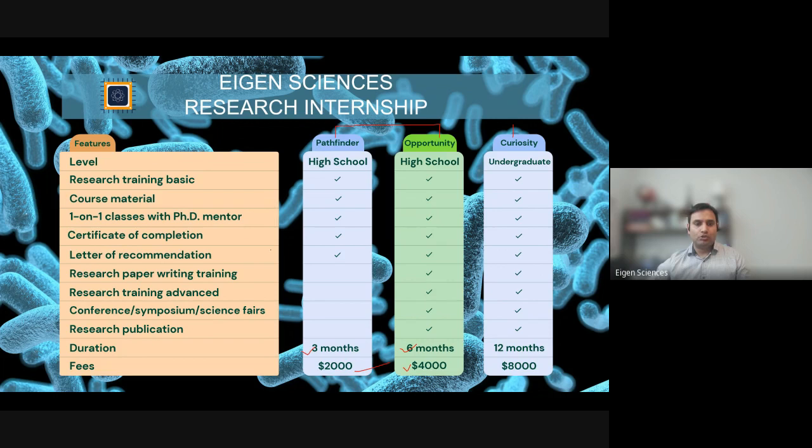The 3 months program doesn't include the research paper and conferences, because we don't get enough data that we can present and publish. And in 6 months we get everything: research paper, advanced research, conferences, everything is there, and we will guide you. And for undergrad, everything is there, with more advanced research, because you have already seen the university. So your research, your conferences and also your research paper should be of high level. So that's how we work at Eigen Sciences.